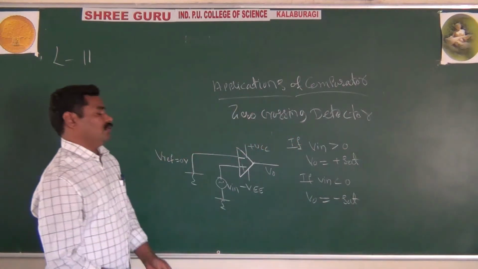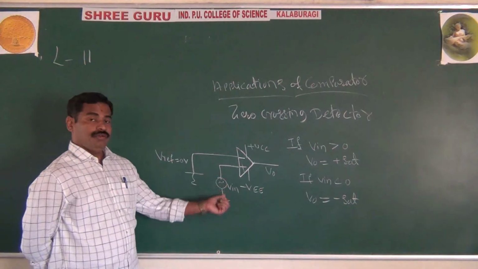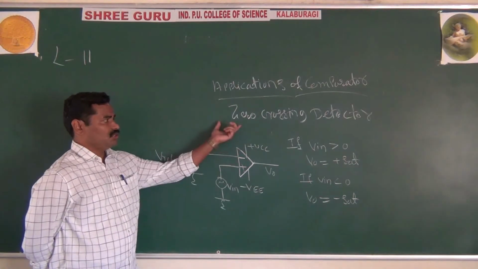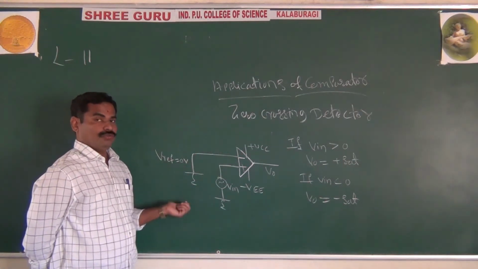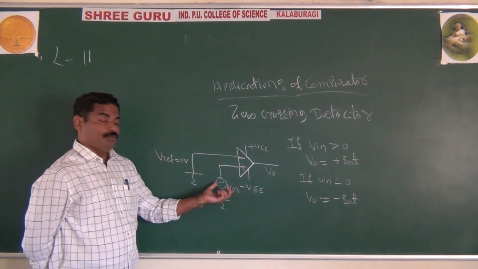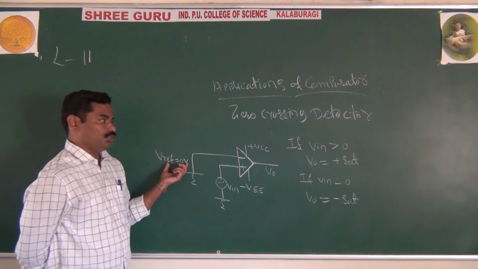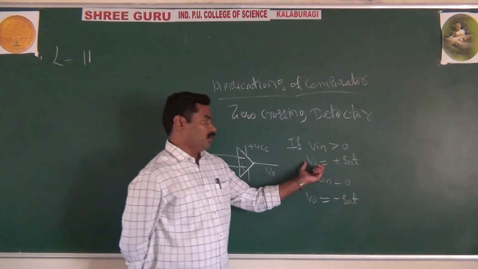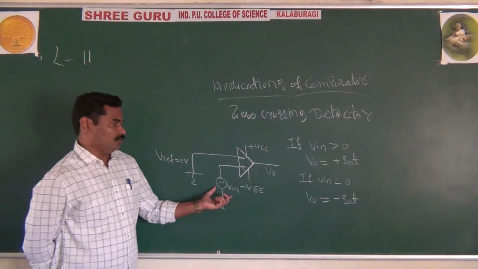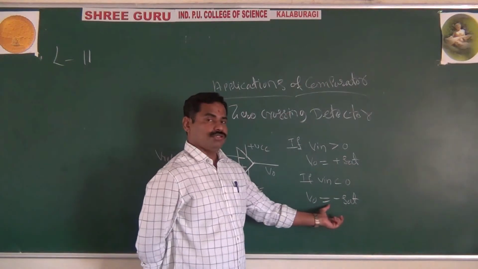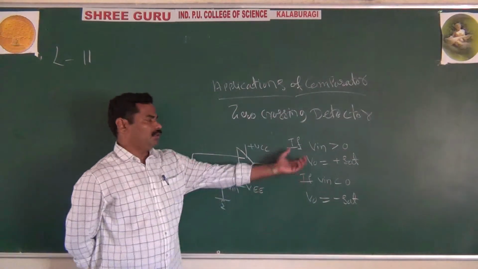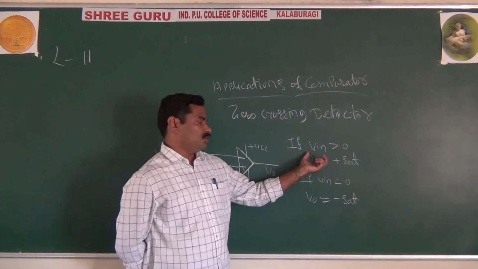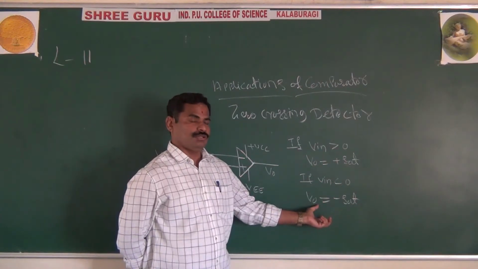It means the input voltage Vin is compared to the reference voltage, and now in this zero crossing detector the reference voltage is 0. If the input voltage is more than 0, we get V naught equal to positive saturation. If Vin is less than 0, we get negative saturation. So the comparator compares the two signals, and the output may be positive saturation or negative saturation.